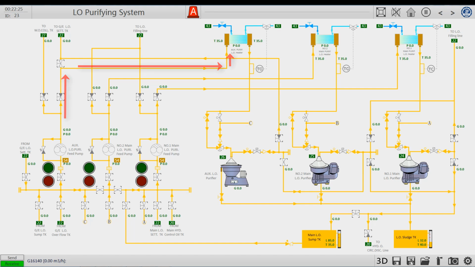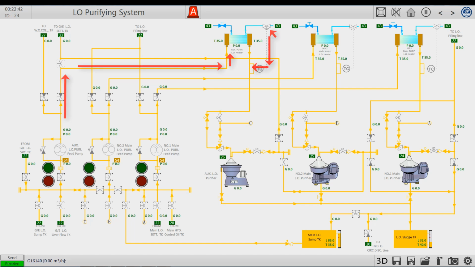Enter the heater through this line. The heater is heated by steam. This is the steam inlet. This is the condensate outlet. This is the temperature control valve at the steam inlet.